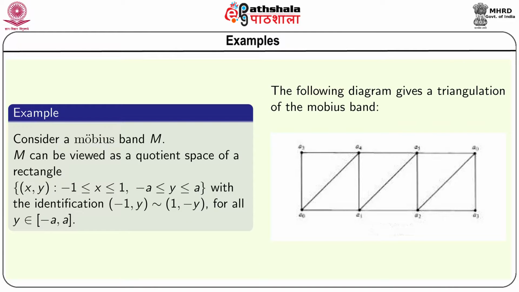Similarly, if we take a Mobius band, then the Mobius band is a rectangle identified by the formula: the point (minus 1, y) is identified with the point (1, minus y), giving a twist, and therefore the triangulation of the Mobius band is obtainable just as shown in the diagram.